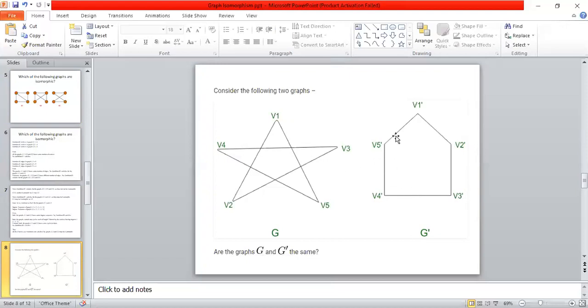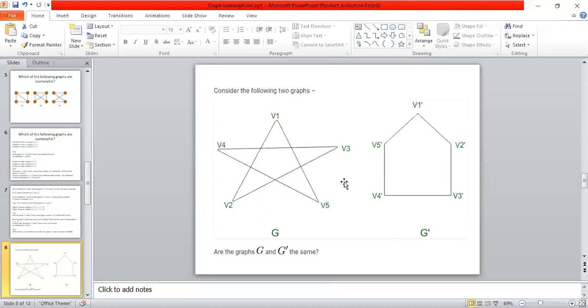Third condition, the degree sequence of G dash is also 2, 2, 2, 2, 2. Okay, third condition also satisfied. The number of vertices of both the graphs is the same. The number of edges of both the graphs is the same. And the degree sequence of both the graphs is the same.